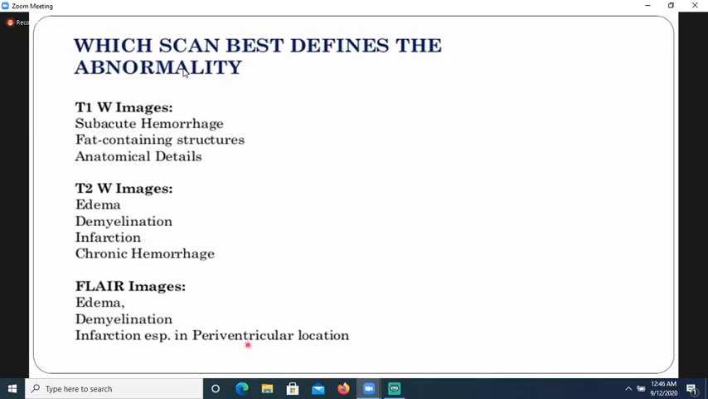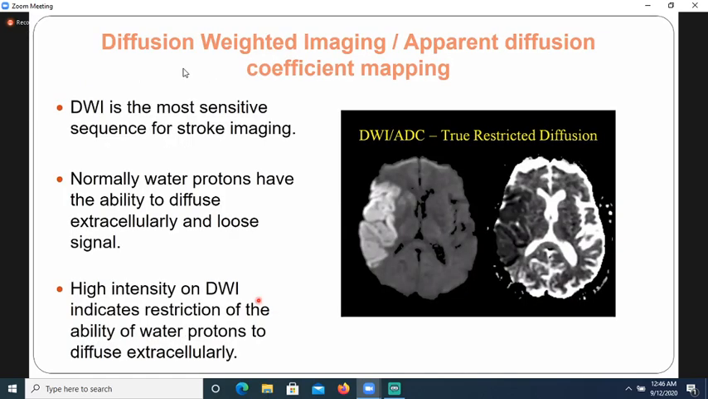Then the diffusion weighted image and apparent diffusion coefficient mapping. The DWI is the most sensitive sequence for the stroke image. If the patient comes with a prescription of the plain MRI, we do the T1, T2, and the FLAIR imaging. But when the patient is suspected of stroke or has a history of deficit, we do the T1, T2, FLAIR along with the DWI ADC mapping because this is the most sensitive sequence for the stroke.